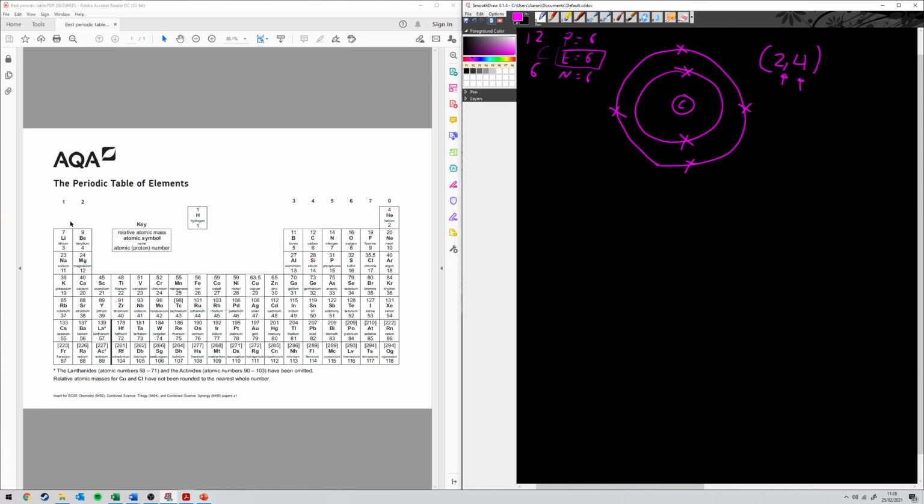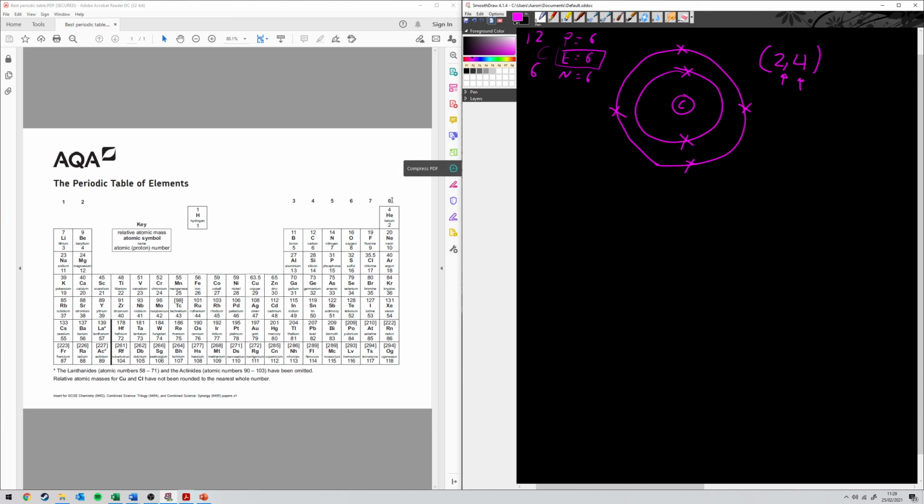Now, remember when I said maybe 2 lessons ago, the group number tells you how many electrons are in that outer shell. So we should know that there are 4 electrons on the outer shell because carbon is in group 4. But we also said the period number tells you how many shells there are. Notice that carbon is on the second period. So we know that carbon has 2 shells.